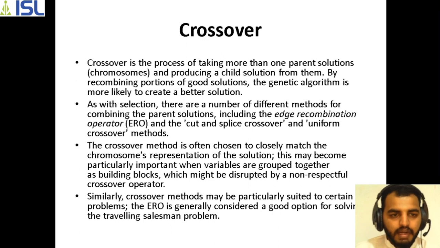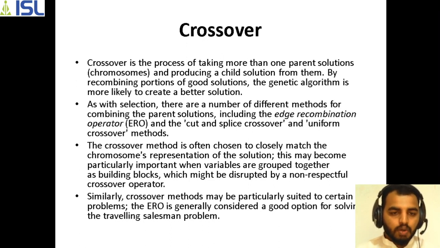Now the second point: as with selection, there are a number of different methods for combining the parent solutions, including the edge recombination operator, ERO, cut and splice crossover, and uniform crossover method. So these are the different crossover methods which are being used.